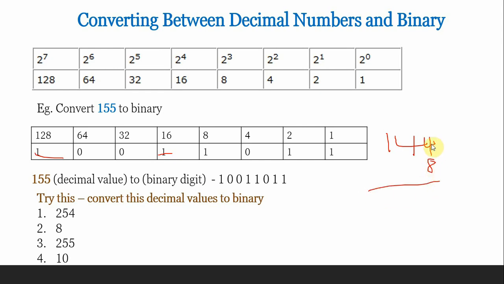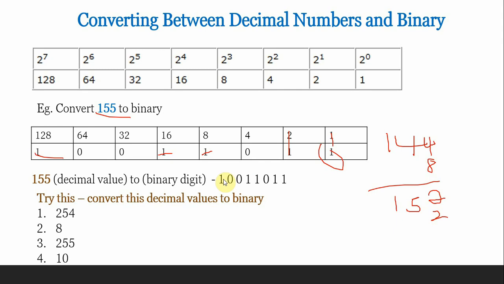So 8 plus 4 is going to give us 12. Remember, 155, it means that 3 more to go. So the 3 more is going to be this one and this one. We add 2 to 144 to get 154, plus 1 is 155. So this is how we can convert a decimal value into binary digits.